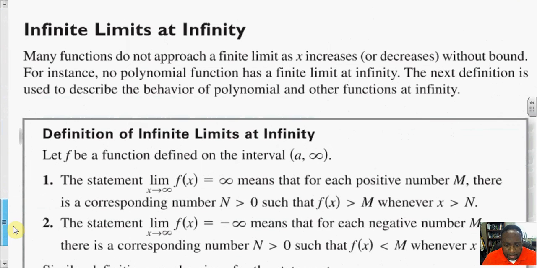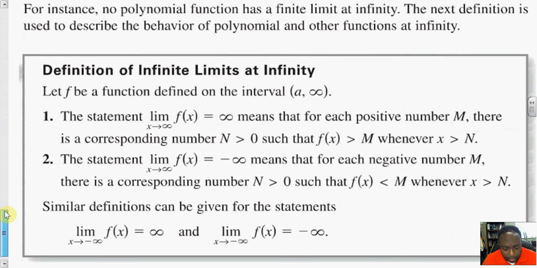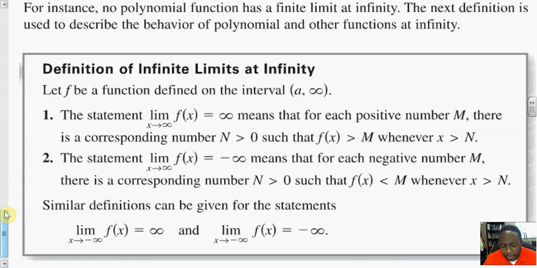Infinite limits at infinity, as if we were infinitely finished with limits of infinity. The definition of an infinite limit at infinity simply says what happens to the limit of a function as x approaches infinity when that result itself is equal to infinity. And you could get negative or positive infinity. It just very much depends.